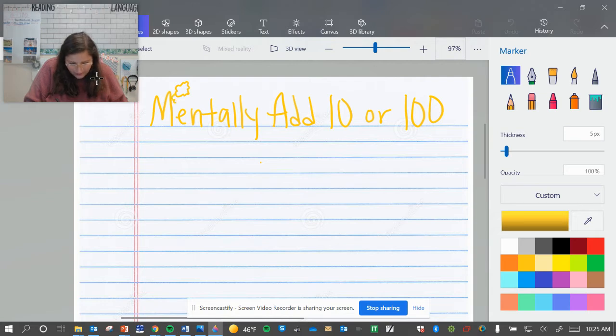That's a really bad brain, Miss Hargrove. Brain, because it's a really bad brain. You know what I mean? Mentally means in your brain. Just a little picture reminder for us, okay?